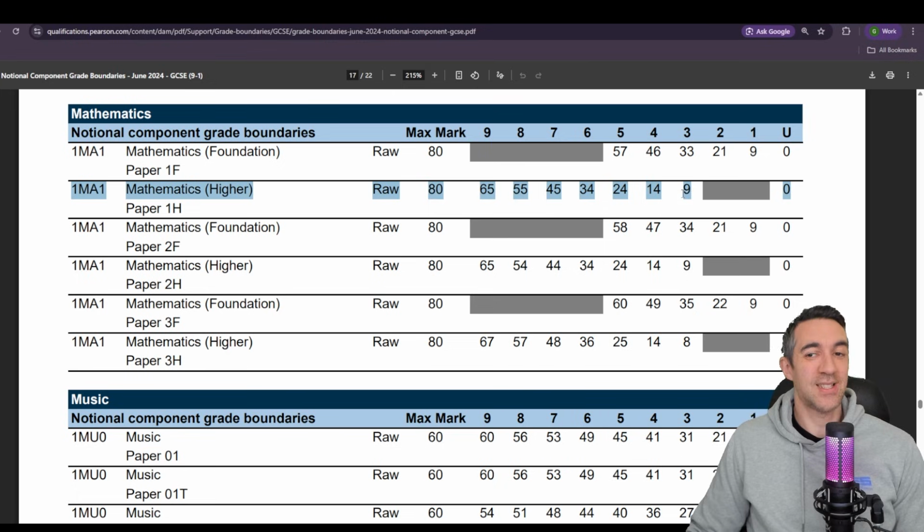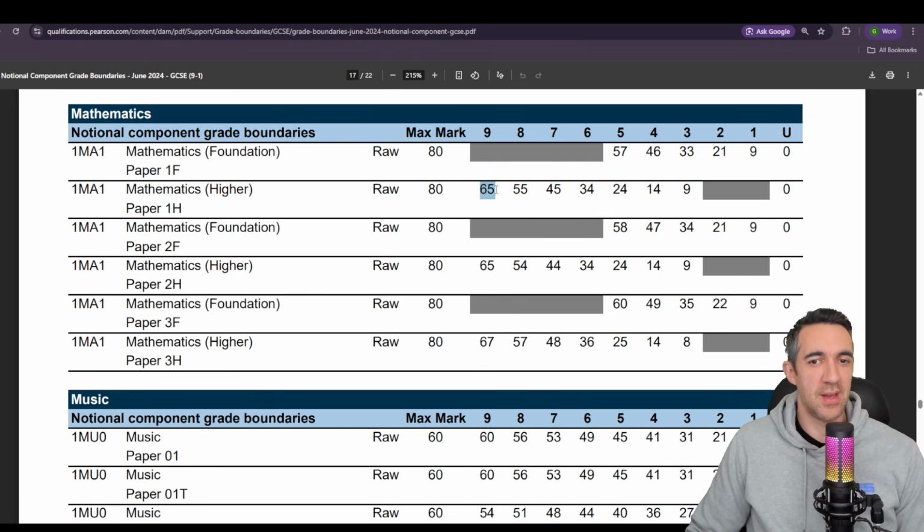So we've got to get at least 9 marks to get a grade. Fingers crossed we're going to reach that. And obviously we can get up to 80 marks. We're not getting that because we got those wrong and missed some questions out. But how high could we get? So we need 65 for a 9 out of the 80, 55 for an 8, and so on.